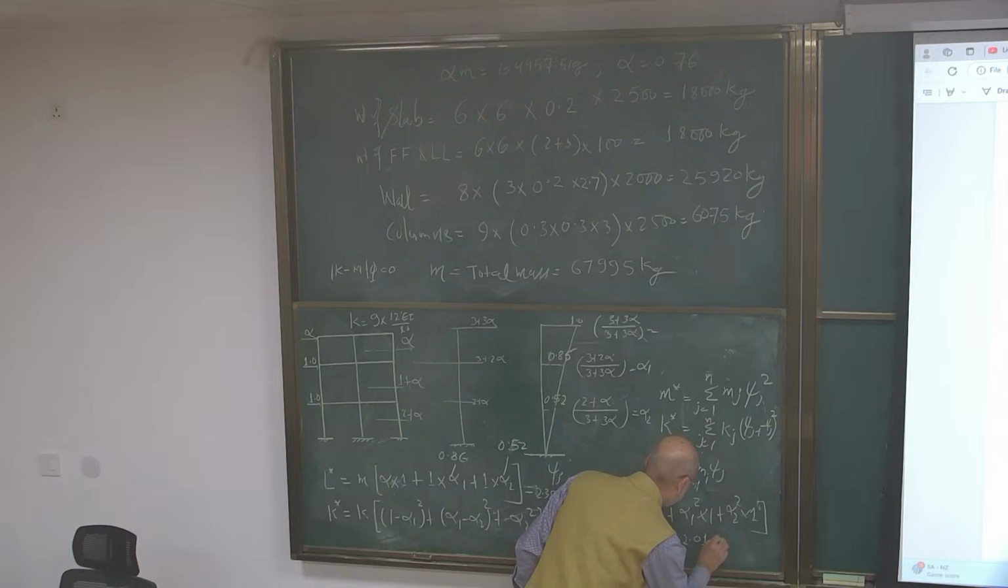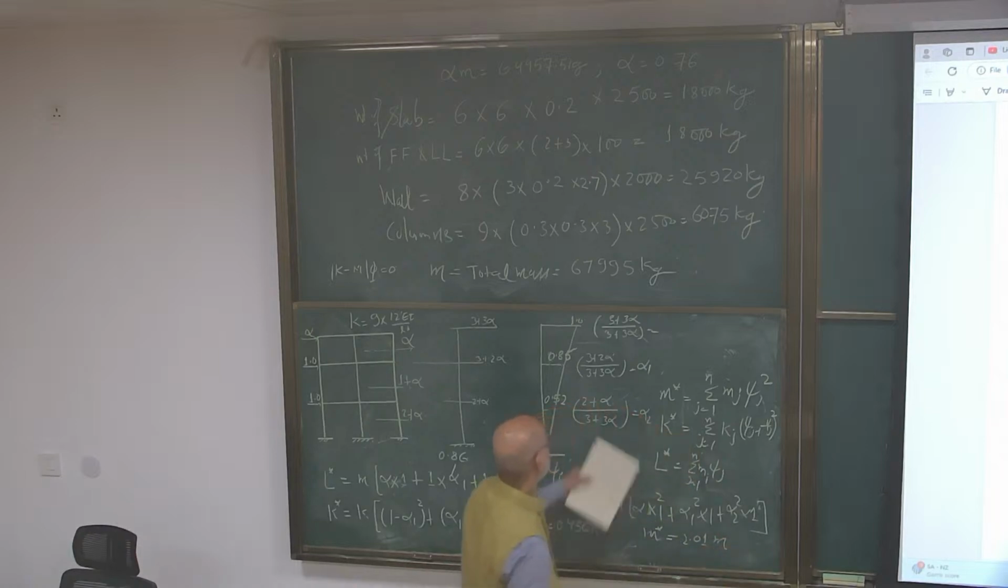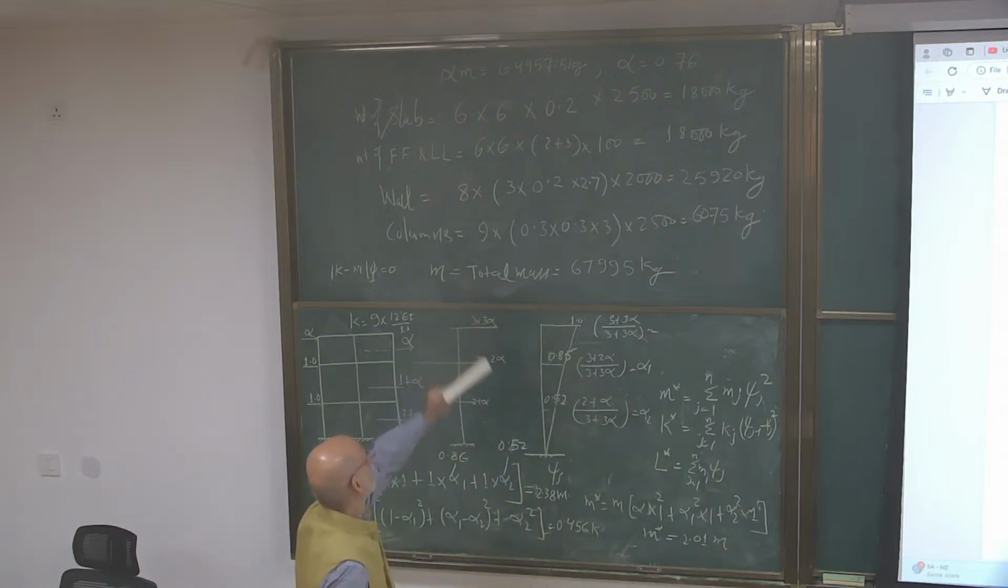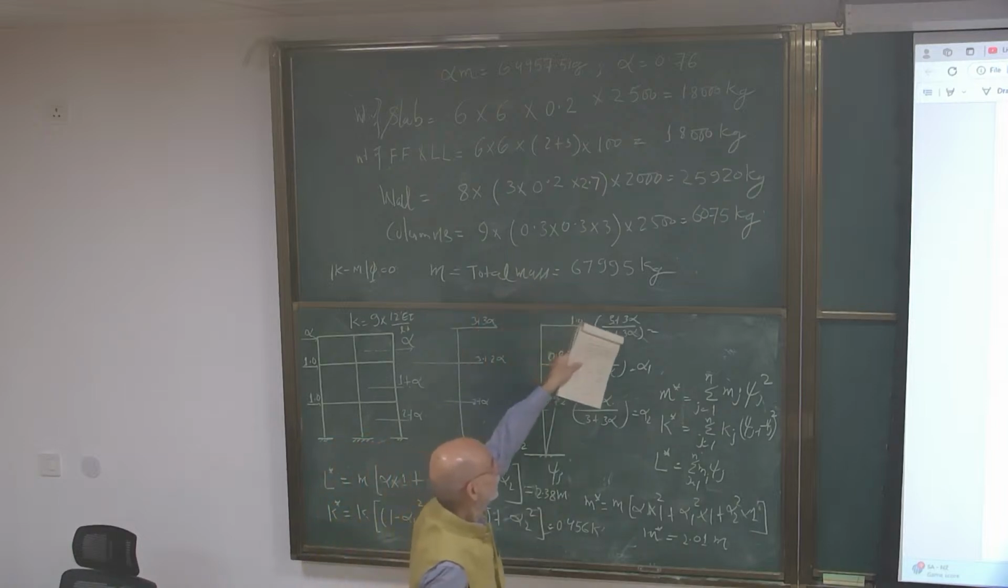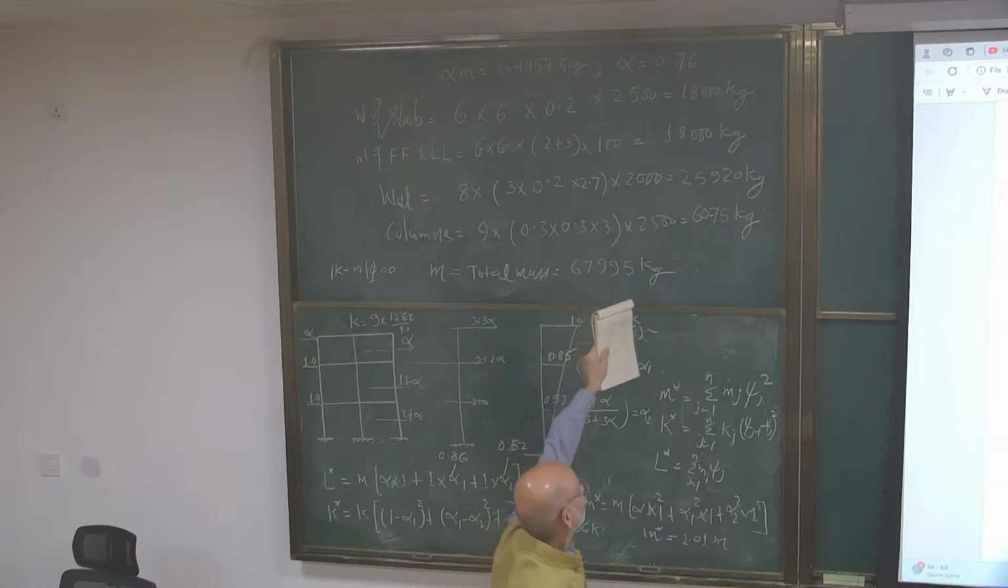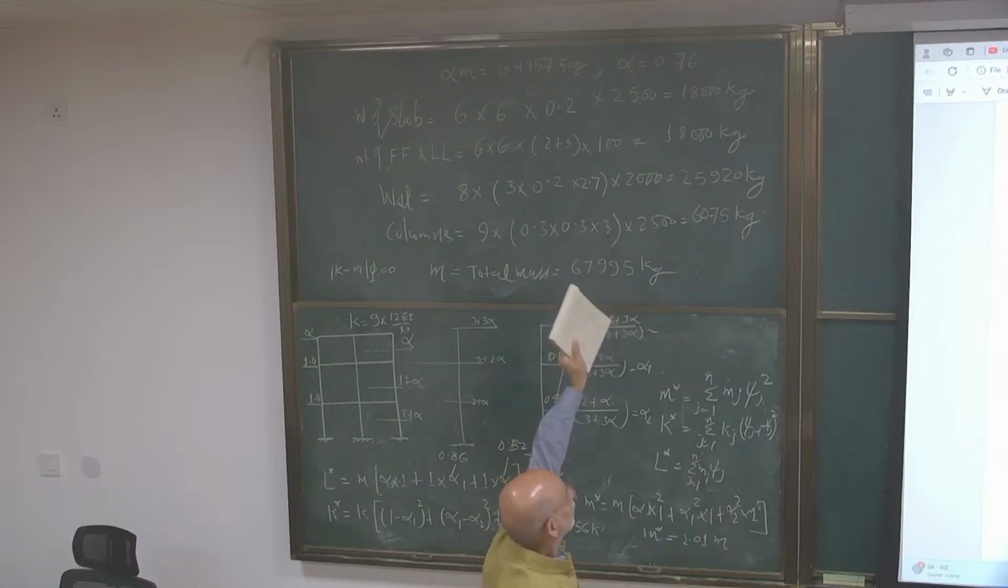And what about the mass? 2.01 M. Right? Now M you already calculated, so you know how much M is there. M is the total summation: 6075, 2592, 18000, 18000. So all the summation is the M here.